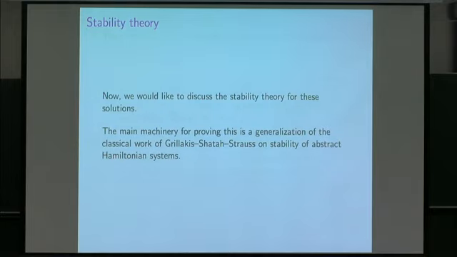Okay, so that's it for existence, and now let's talk about stability. So, the point vortex waves. All right, the main machinery we use for this is a relaxed version of the classical work of Grillakis, Shatah, and Strauss, which is a means of getting stability results, or orbital stability, for families of solutions of abstract Hamiltonian systems.